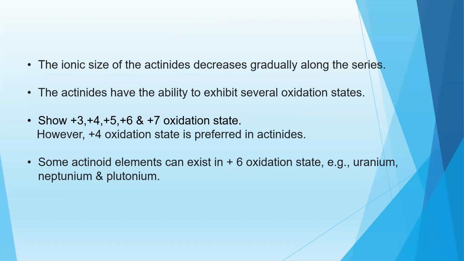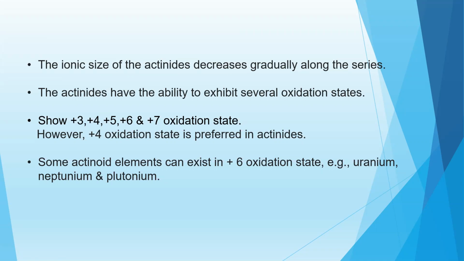The ionic size of the actinides decreases gradually along the series. The actinides have the ability to exhibit several oxidation states, from +3 to +7. However, the +4 oxidation state is preferred in actinides. That means the +4 oxidation state is more stable in the actinides.